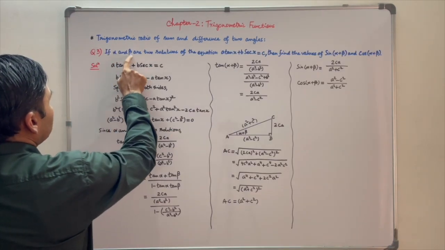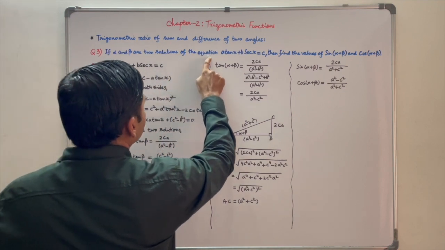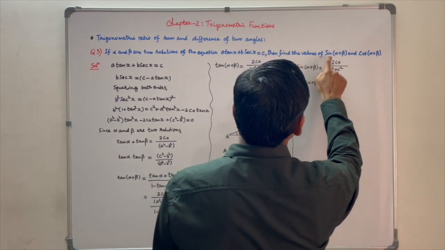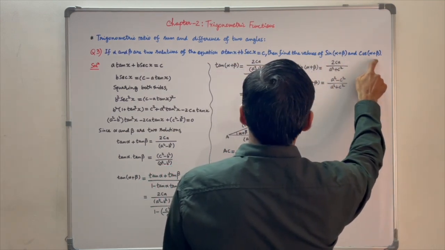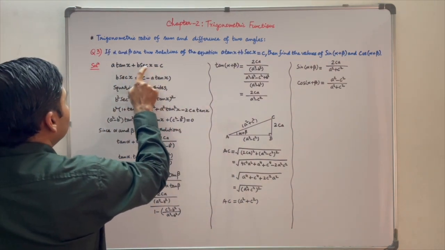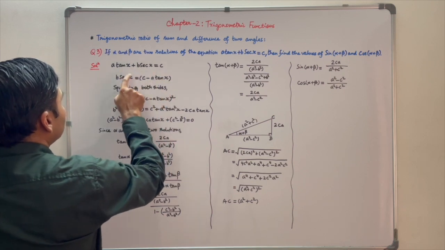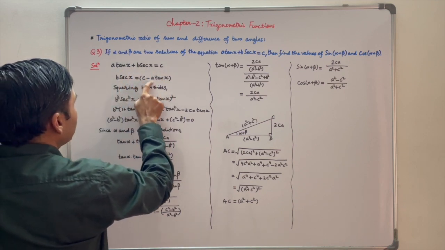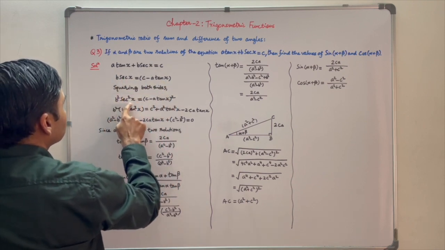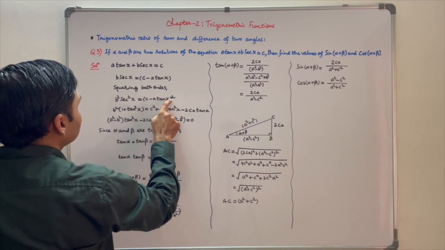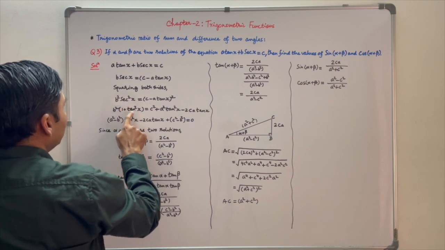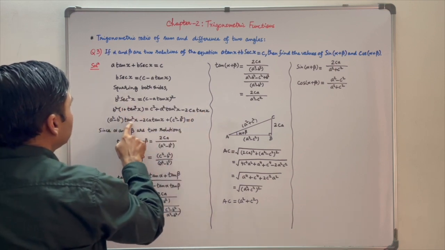Third question: if alpha and beta are two solutions of the equation a tan x plus b sec x is equal to c, then find the values of sin(alpha plus beta) and cos(alpha plus beta). It is given that a tan x plus b sec x is equal to c. Take a tan x to the other side. So it becomes b sec x is equal to c minus a tan x. Now square both the sides. So it becomes b square sec square x is equal to (c minus a tan x) whole square. Sec square x can be written as 1 plus tan square x. So this becomes a quadratic equation in tan x.